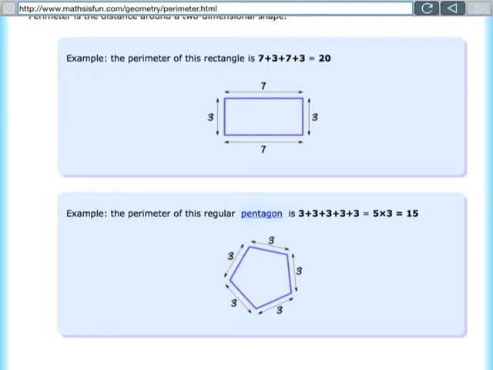Here we have a regular pentagon. Regular means that all the sides are the same. So that rectangle is not regular, but the pentagon is because all the sides are the same. So 3 plus 3 plus 3 plus 3 plus 3, 3 times 5 is 15.